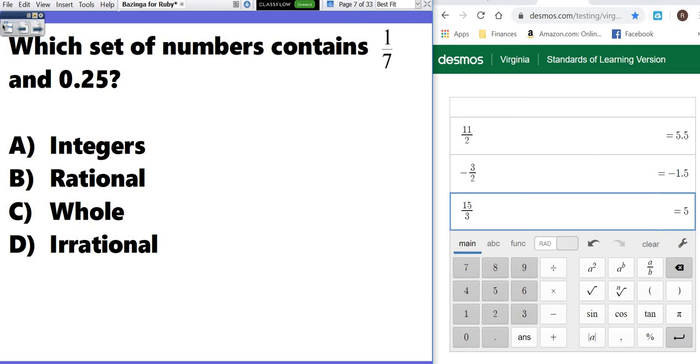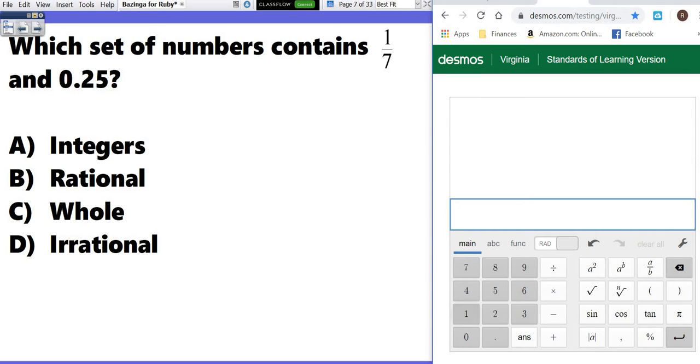Okay, it says which set of numbers contains 1/7 and 0.25. So the first thing we're going to do is put 1/7 in our calculator. Let's see what it does. 1 divided by 7 is 0.142857 1429. Now the scary thing about this is when you use your calculator, I want you to cover up that last number. And if you look, 142857, it's going to repeat.